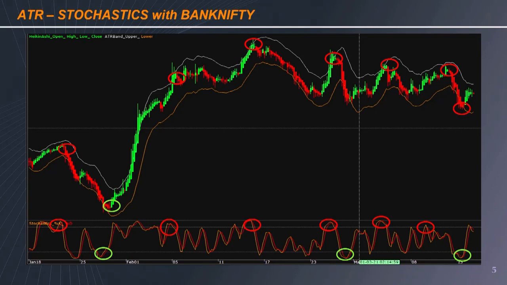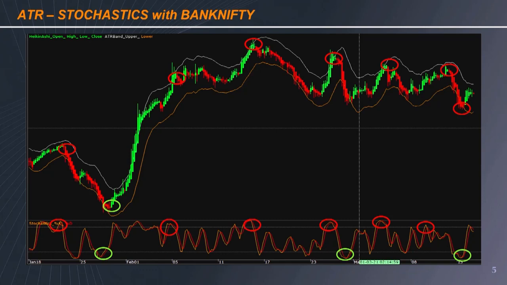First, if you see the bottom panel, whenever the stochastics is in the oversold zone, and also your Heikin-Ashi is coming to the lower part of the ATR band, do not go short here. These are the points where you can start going long. And on the other side, if you see the first circle, when the price is going towards the upper band, and the stochastics is also in the overbought zone, try to play for mean reversion.